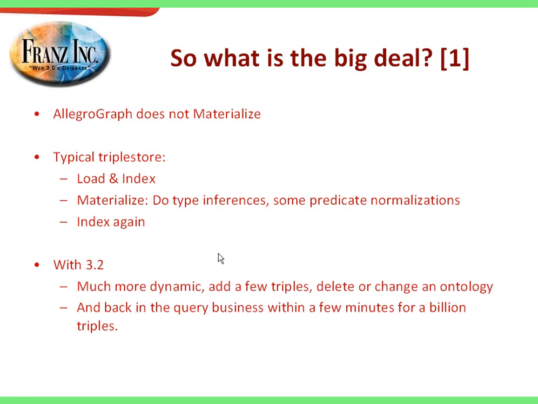With 3.2 we're much more dynamic. You can add a few triples, delete or change the whole ontology, and then you're back to doing queries within a few minutes. It still takes a few minutes because we build up some dynamic indices on the fly, and you can decide after loading the triples to rebuild all these new indices at one time, or you cannot do it, and then when you do the queries, these new indices will be built on the fly. You get a little bit of a performance hit if you hit some particular new predicate for the first time.